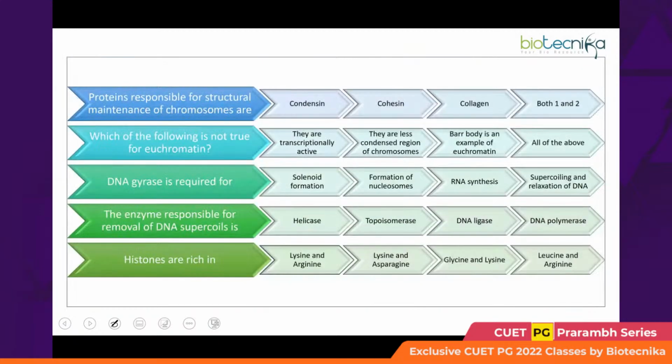Protein responsible for the structural maintenance of chromosomes are. Okay, now see, this part we haven't seen, but I'm going to tell you now that there are two non-histone proteins that are present on the chromosome. By name we'll discuss: condensin and cohesin. Now this cohesin holds the two sister chromatids together till they separate in the anaphase. Okay, so cohesin holds sister chromatids together.